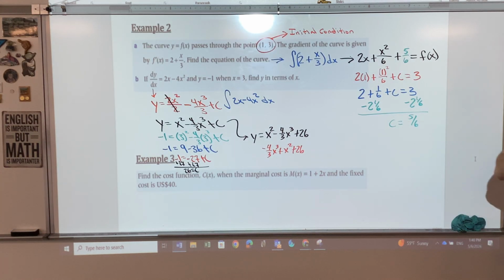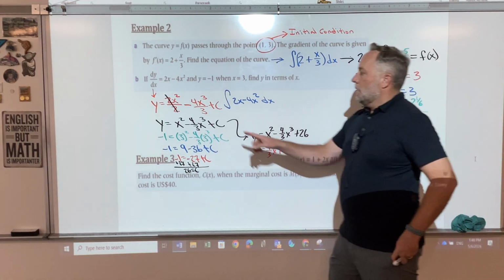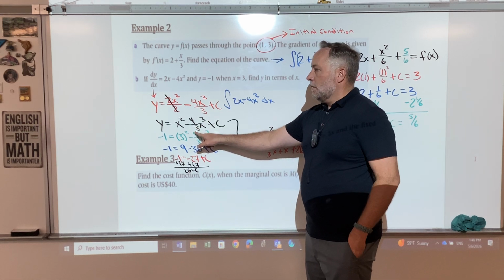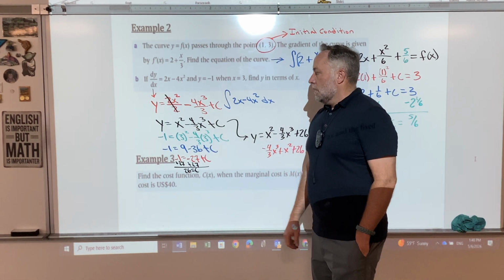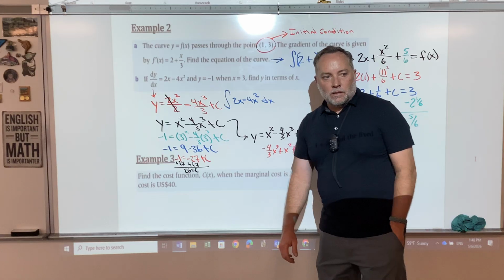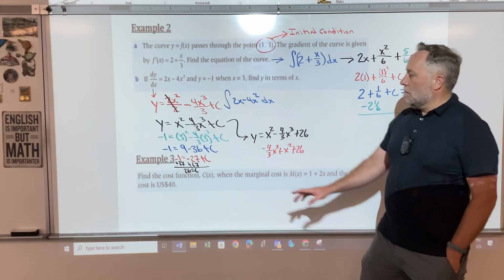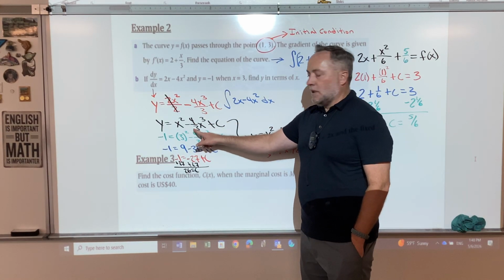Is it different when it's 4x to the third divided by 3? No, it's just written differently. But do you have to write it like that with the fraction first? Are you saying, is this different than that? No, it says the same thing. This is not any more preferred than this one.